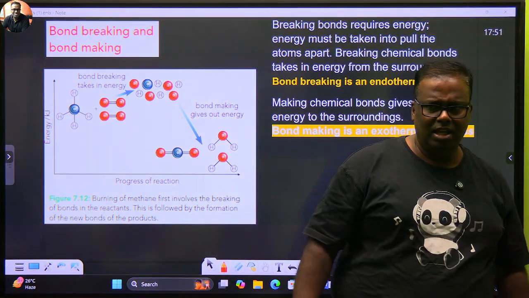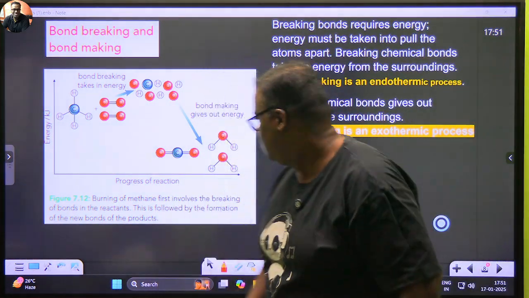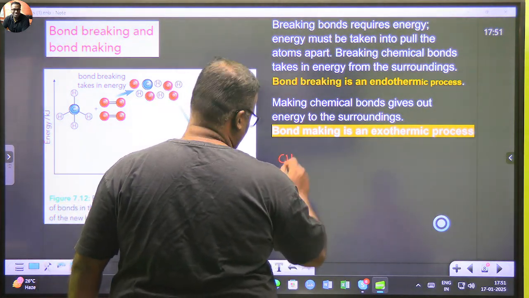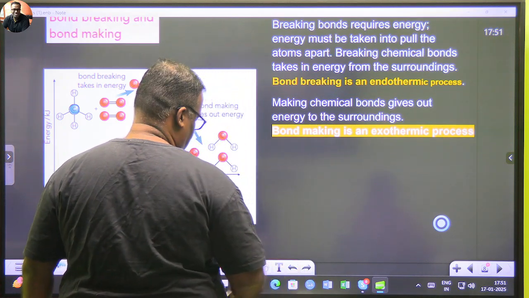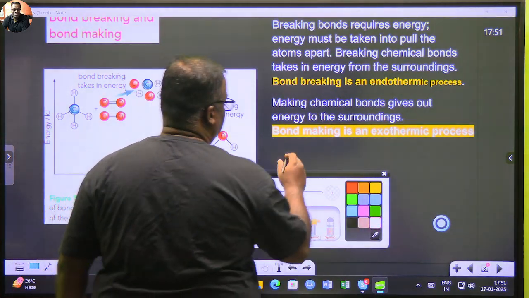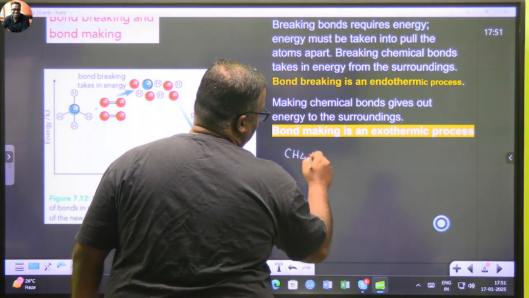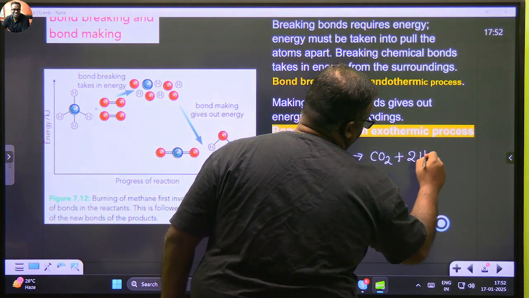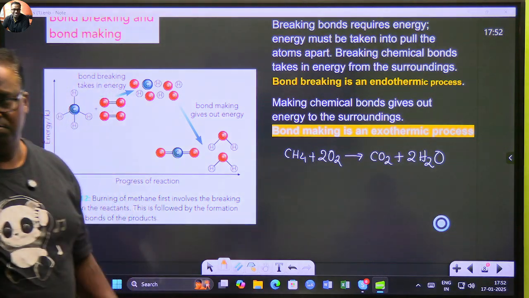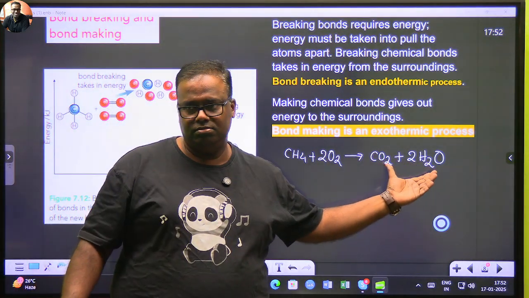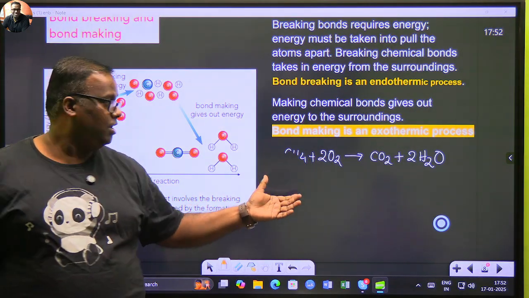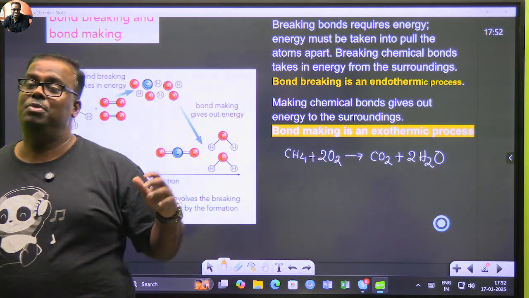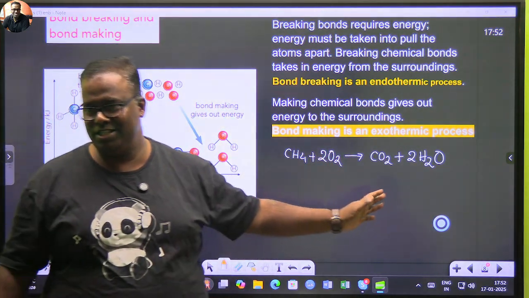Now, let's go back to our reaction. CH4, so what was our reaction? Our reaction was CH4 plus 2O2 gives me CO2 plus 2H2O. Okay? Is methane on this side? No. Is carbon dioxide on this side? No. Is oxygen on this side? No. Is water on this side? That means methane and oxygen transformed to carbon dioxide and water.